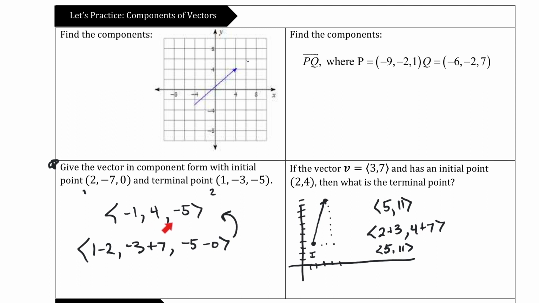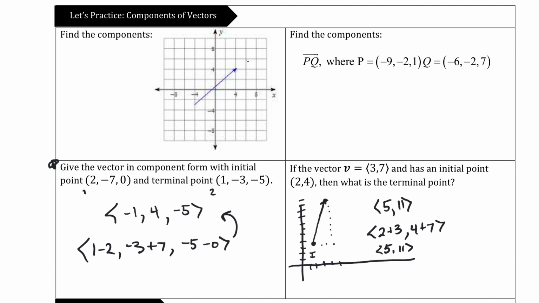Be careful about that. The next question asks, if the vector v, <3, 7>, has an initial point of (2, 4), then how do we go to the terminal point? Or what is the terminal point? One of the ways we define vectors is that a vector is a way for you to go from point 1 to point 2. So if I take this original point, that's a starting place, and I use the vector, it's saying go 3 to the right and 7 up.